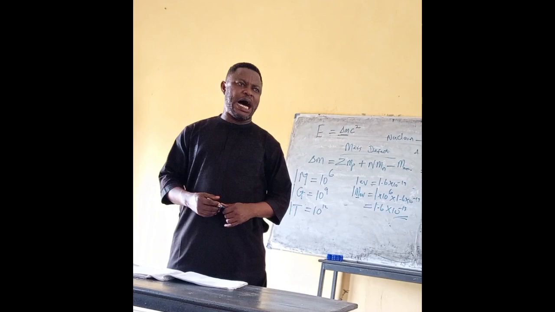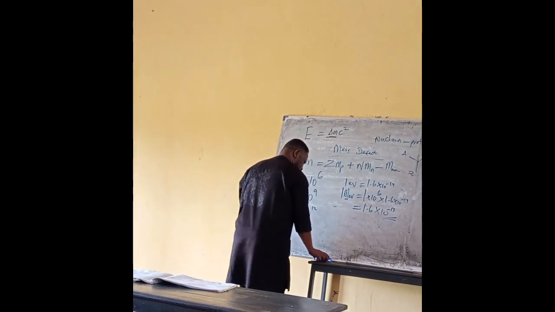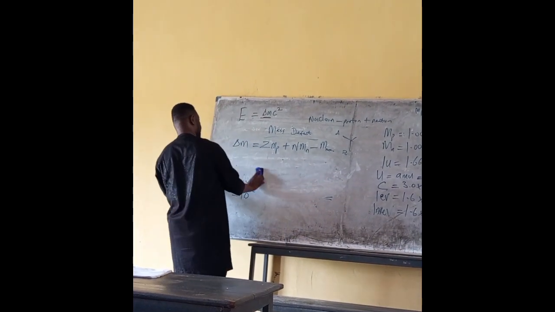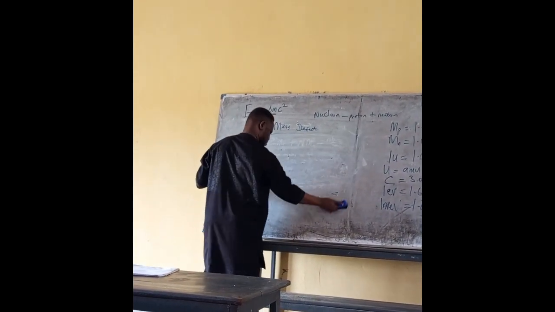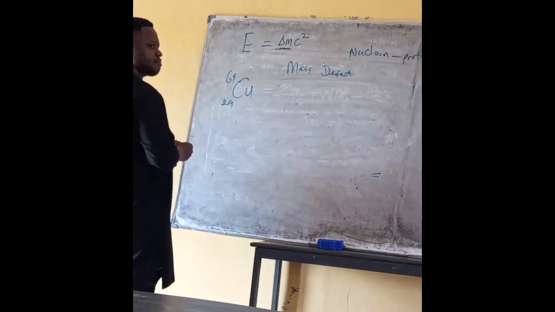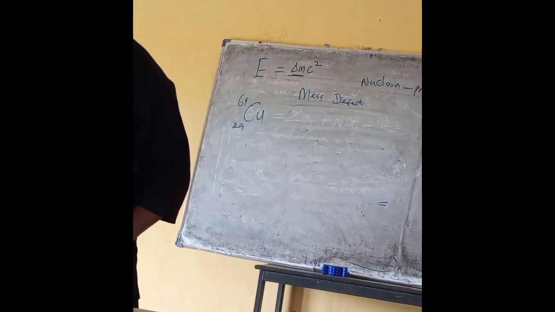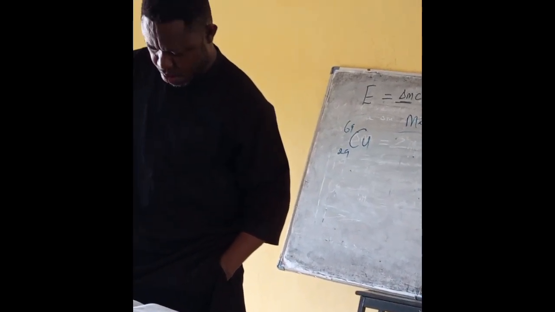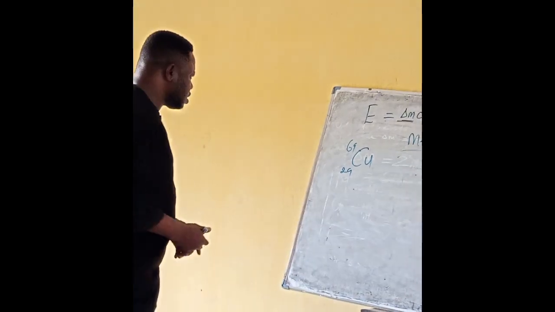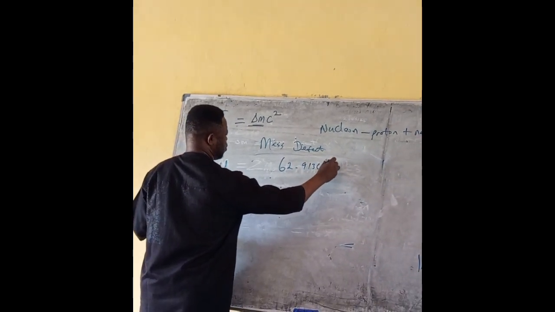Find the mass defect of copper 63, 29. Find the mass defect of copper 6329 if the actual mass of copper 63 is 62.9136 U.